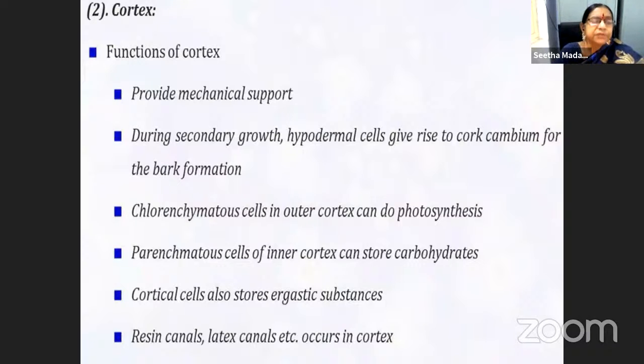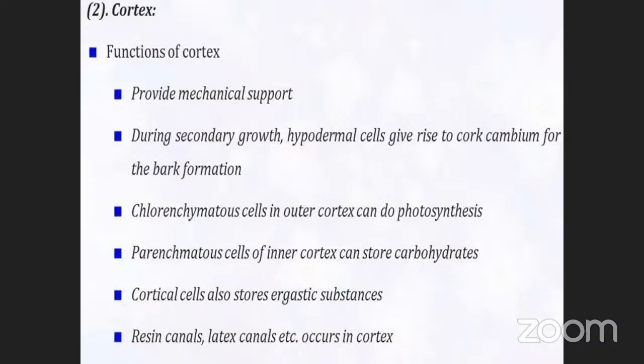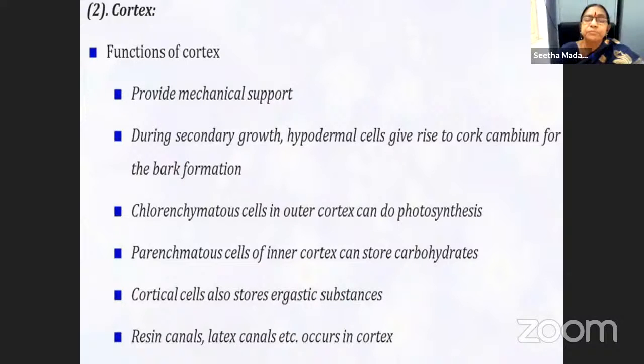Then next part, coming to the functions of cortex, they provide mechanical support, and during secondary growth also hypodermal cells give rise to cork cambium for the bark formation. See, because this cork cambium is developed from hypodermal cells, it cuts off cells both inside and outside. In that way, the stem increases its girth, that is width. So a small plant becomes a big tree.